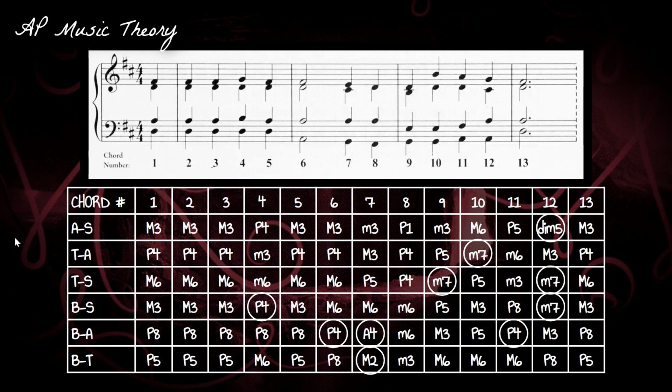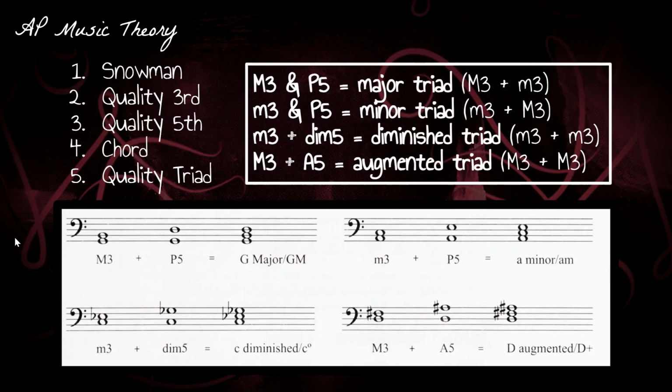So, let's move on. Triads. A chord is a group of pitches that forms a single harmonic idea. The use of chords is the basic foundation of harmony. A triad is a 3-note chord, built like a snowman, made up of 2 intervals stacked in thirds. The lower note of the chord is called the root. The middle note is the third because it is an interval of a third above the root, and the upper note of the chord is called a fifth above the root.